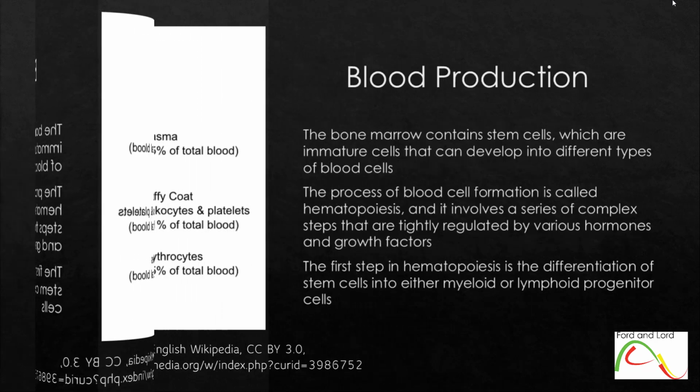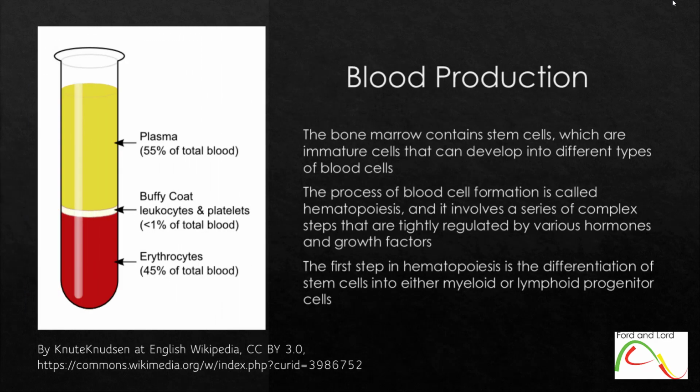Blood is produced in the bone marrow, which is the spongy tissue found inside bones. The bone marrow contains stem cells, which are immature cells that can develop into different types of blood cells. The process of blood cell formation is called hematopoiesis, and it involves a series of complex steps that are tightly regulated by various hormones and growth factors.